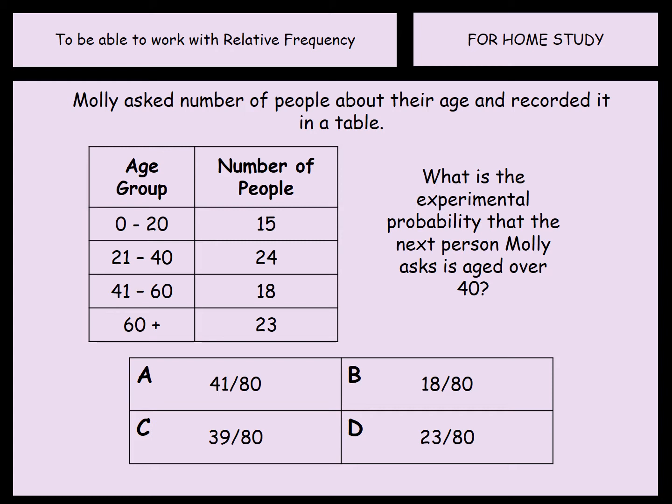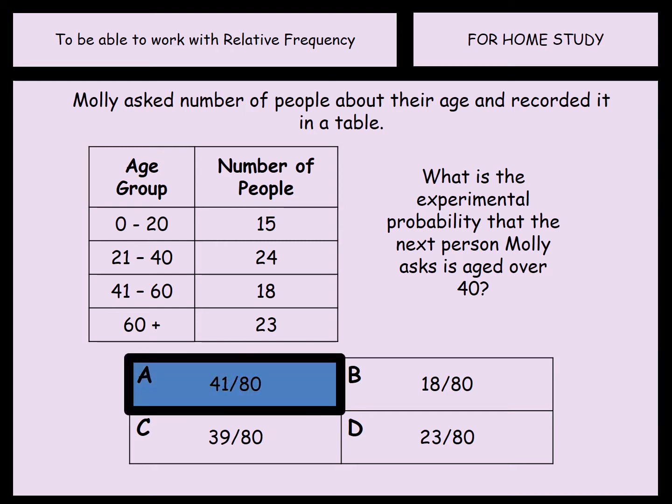And in this final example, it says that Molly asked a number of people about their age and recorded it in a table. So it's the same table as before, but this time it's people being over 40. So we need to look at combining a couple of categories together and think about how many it's out of in total. So this time we've got 41 out of 80 because it's the combination of both of these classes here out of the total.